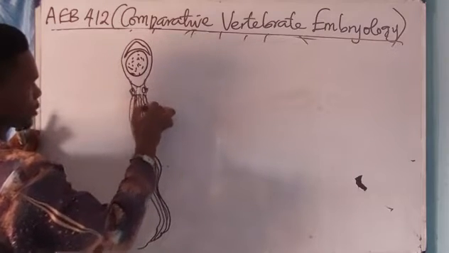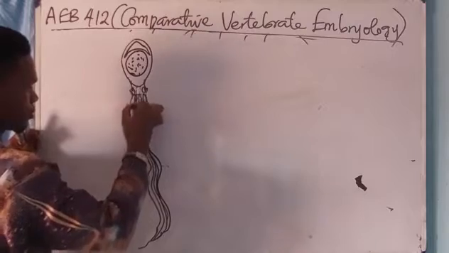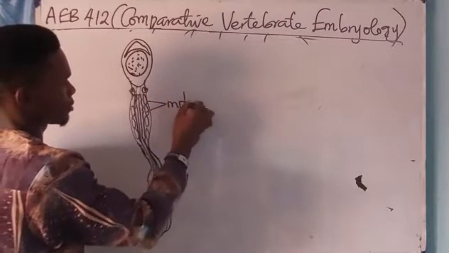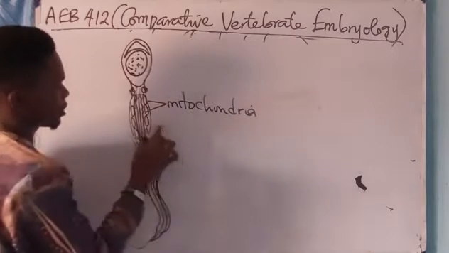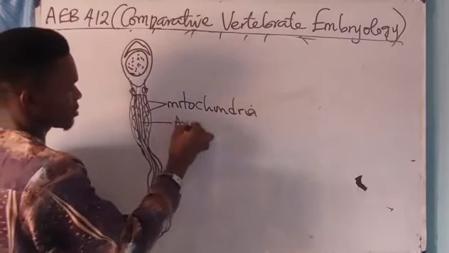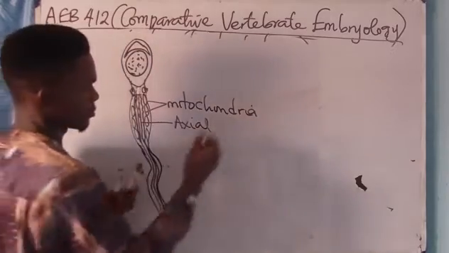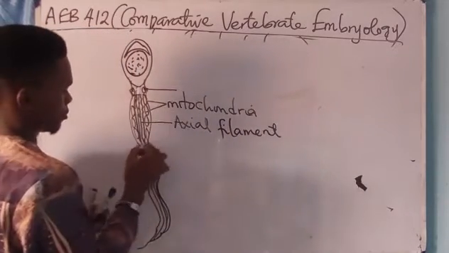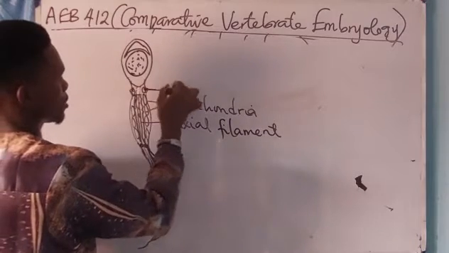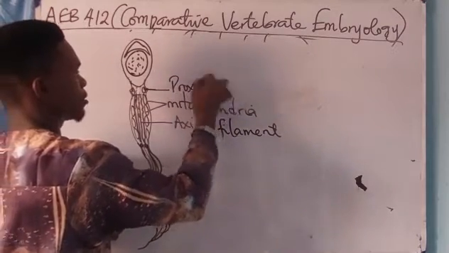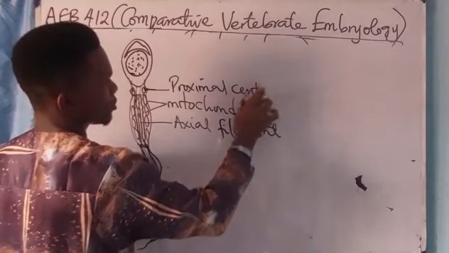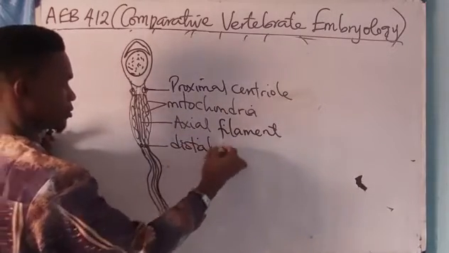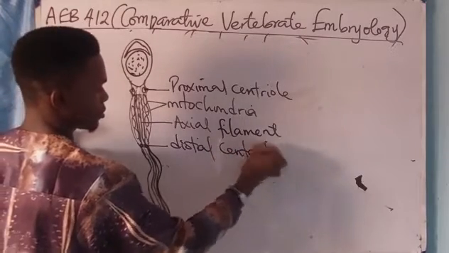Here, these are the mitochondria. You have the mitochondria, and you have this place called the axial filaments. This one is called the proximal centriole, and this is called the distal centriole.